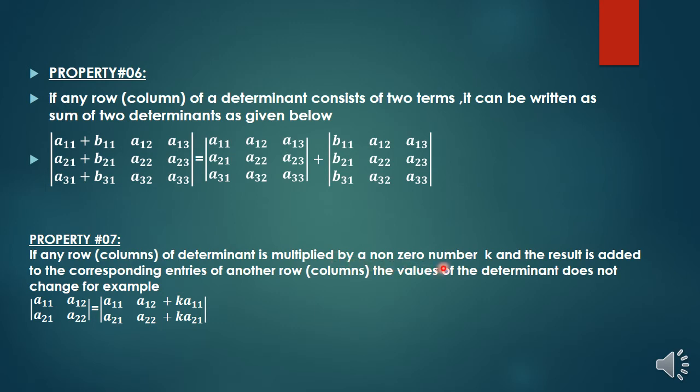Similarly, student, in property 7, if any row or column of a determinant is multiplied by a non-zero number k, and the result is added to the corresponding entries of another row or column, the value of the determinant does not change. For example, if you have a matrix in the general form, then you can take a non-zero number k, and the result is added to the corresponding entry. So we added here k a11 and k a21. So it does not affect the determinant. So it is property number 7.